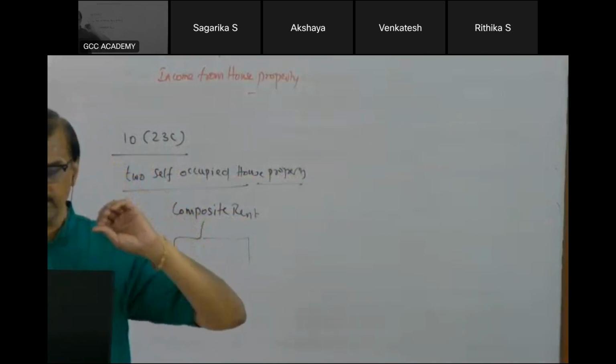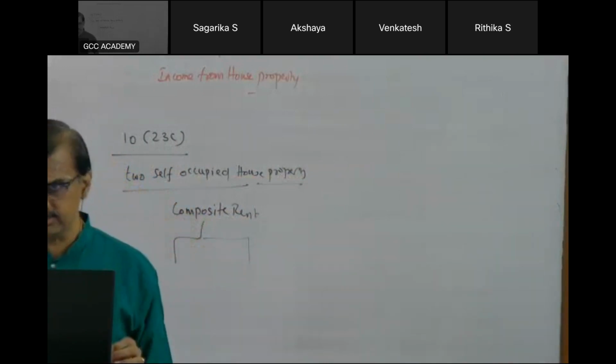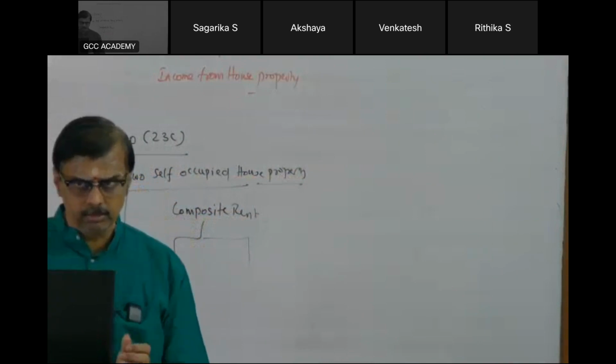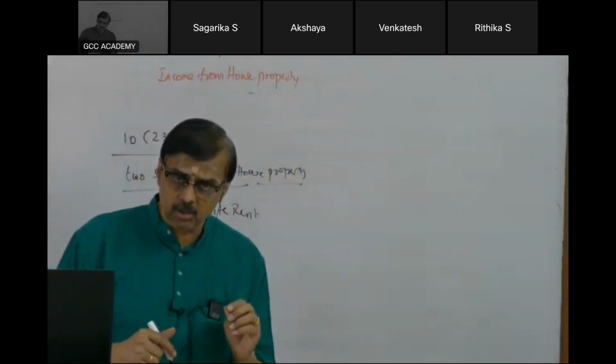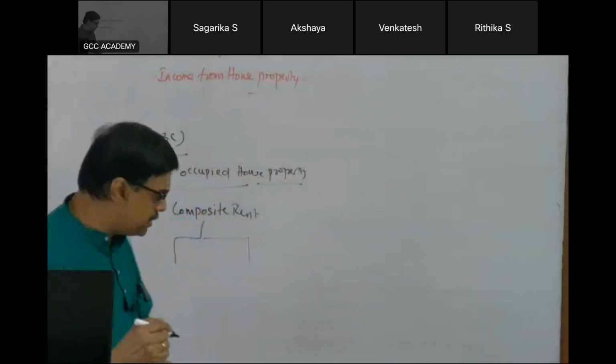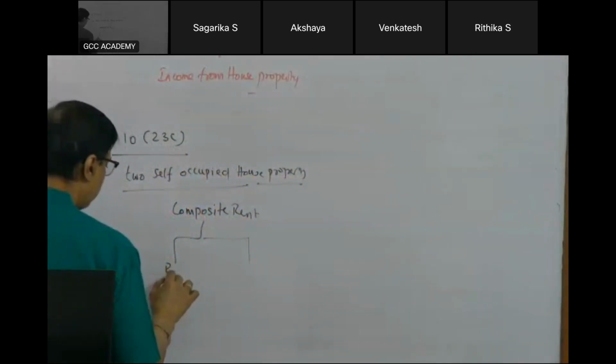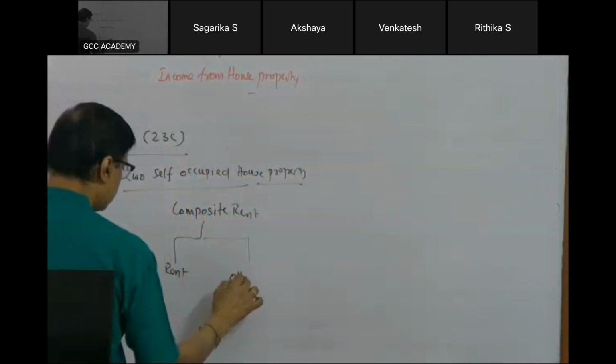Yes, if you make it a guest house and you give it on rent, that is income chargeable to tax. Now, what is a composite rent? A composite rent has two components. One is rent for the building and other facilities.